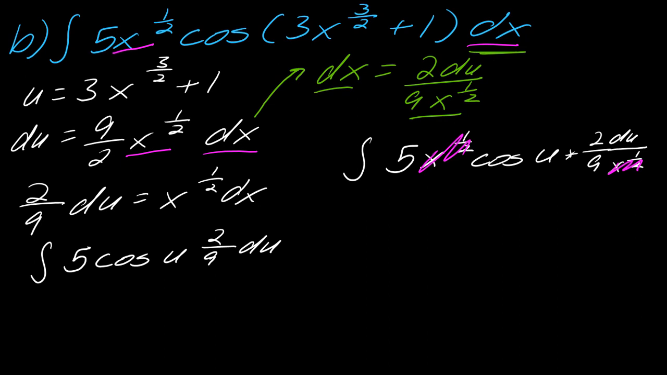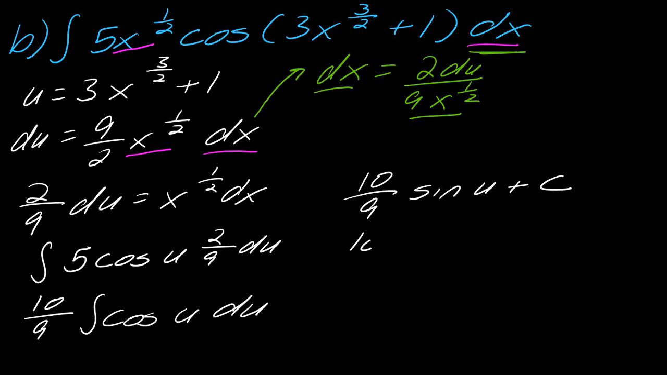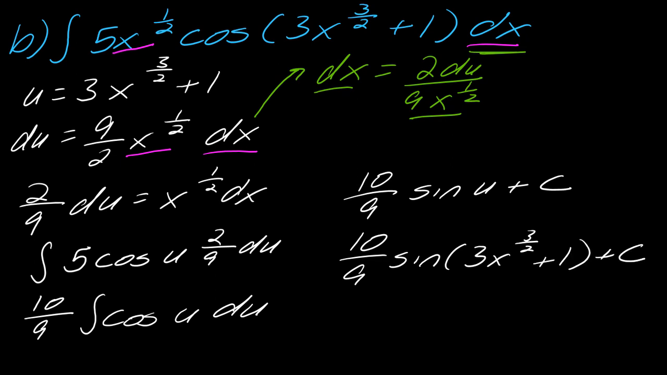Okay, so now I've got really 10 over 9 times the integral of cosine of u du. So that one's nice and easy peasy. So let me clear this out just so I can make a little space for myself now that we've got the same problem in either technique. Okay, so now if I integrate this, this becomes 10 over 9 sine of u plus c. So then this is 10 over 9 sine of 3x to the 3/2 plus 1 plus c, and bada bing, bada boom, we're done.